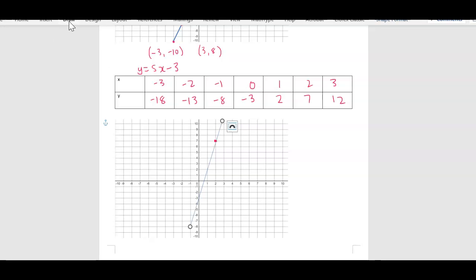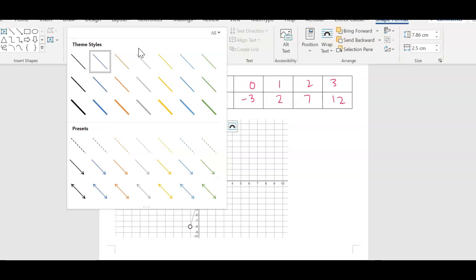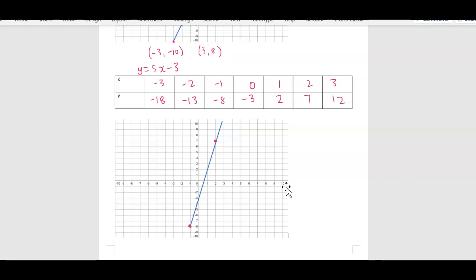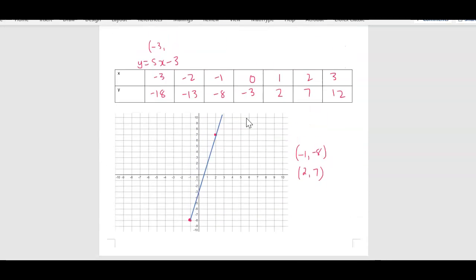Okay, so just drawing your 2 points. Okay, I had to choose, what did I choose? -1, -8, and 2, 7, because the other points on either side, I couldn't fit them on the axes, but that's fine. All you need is 2 points. All right, moving on to the next one.